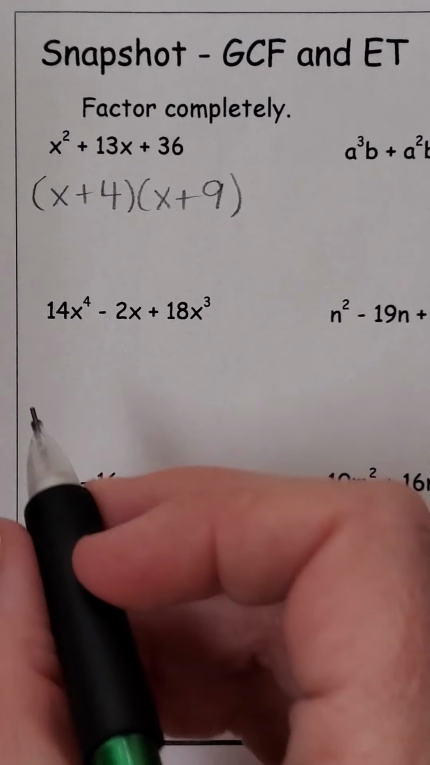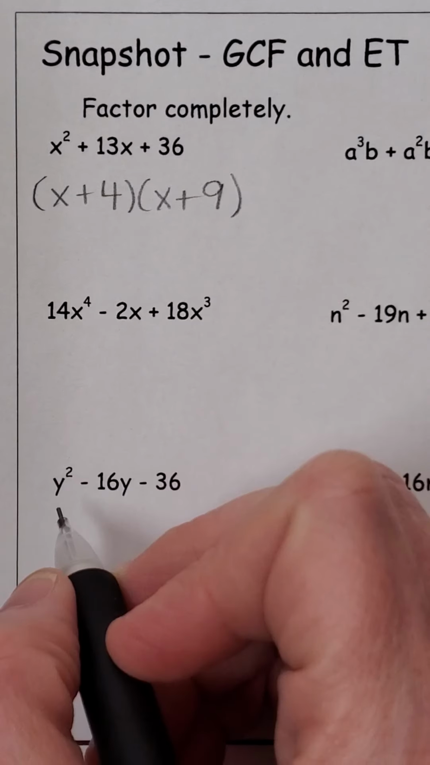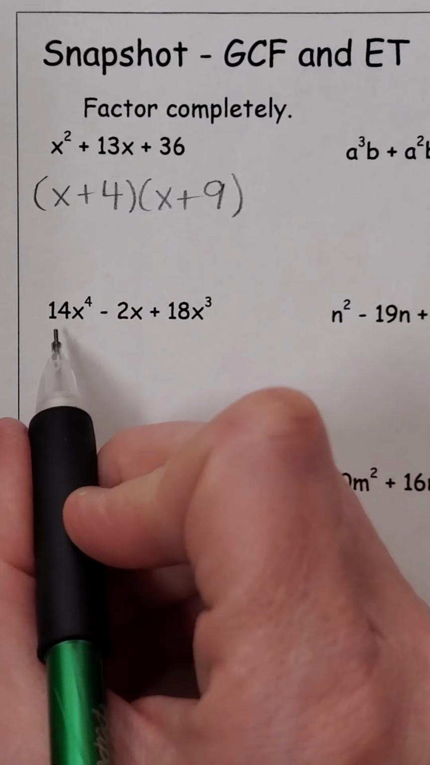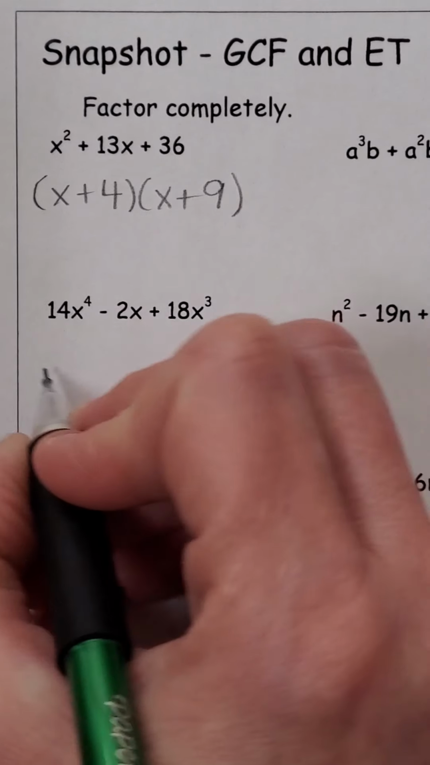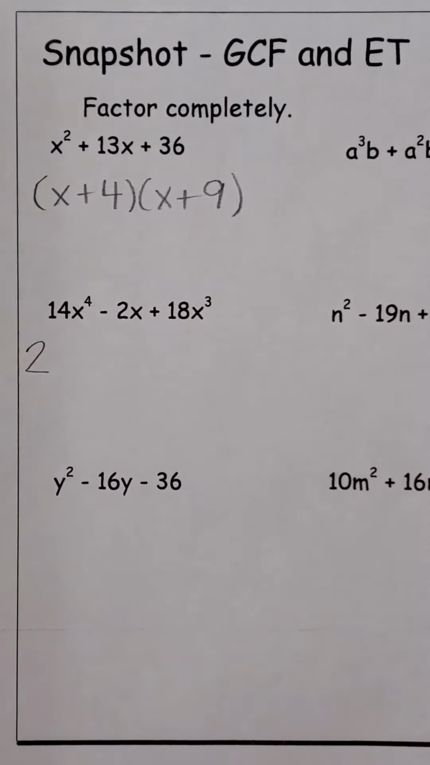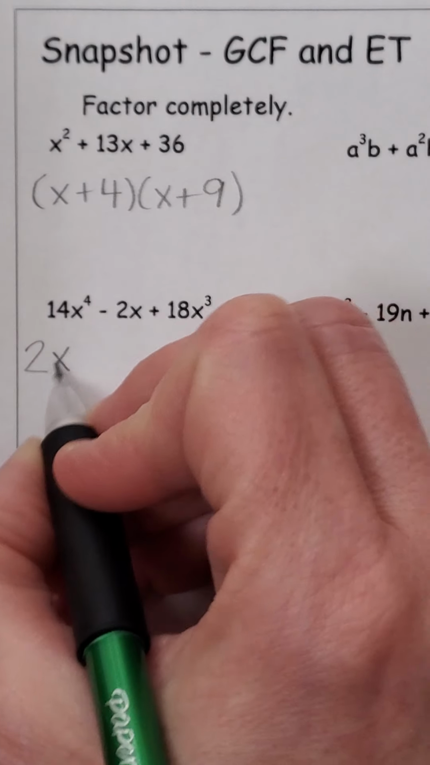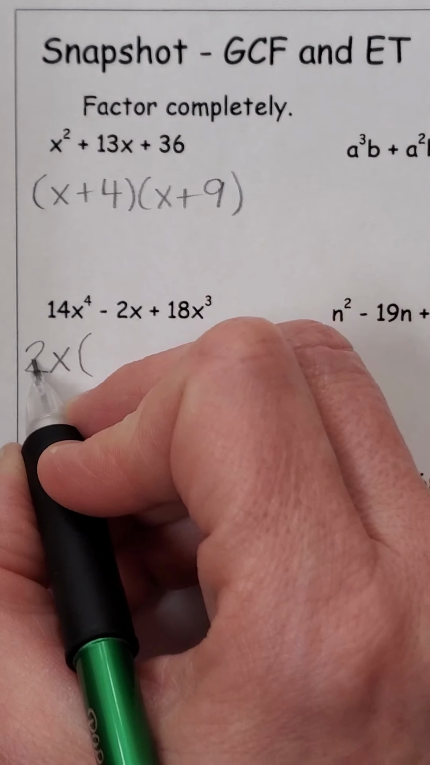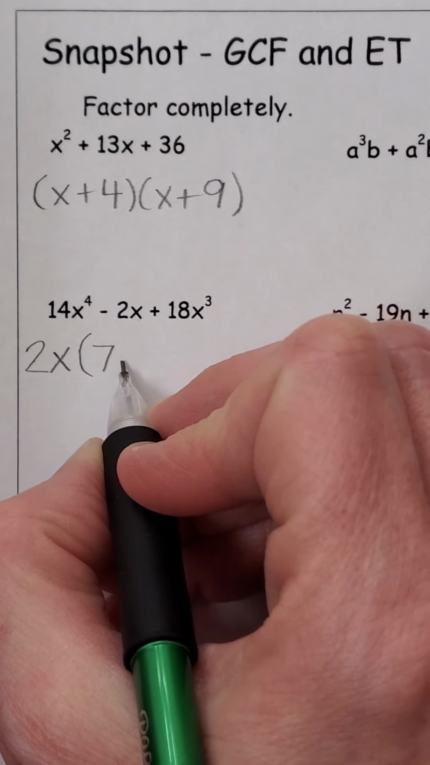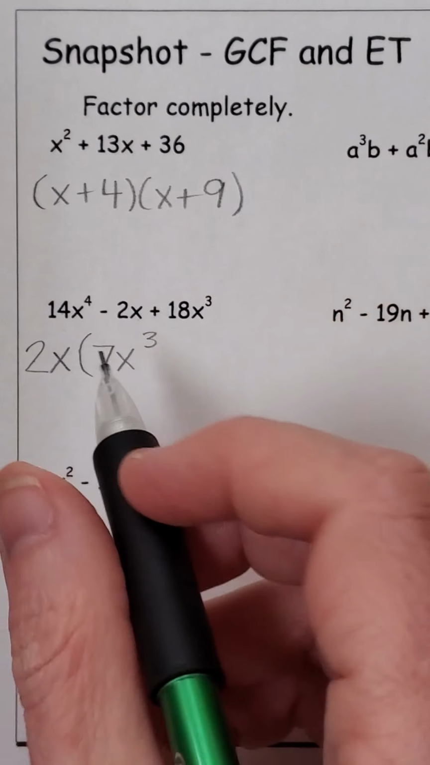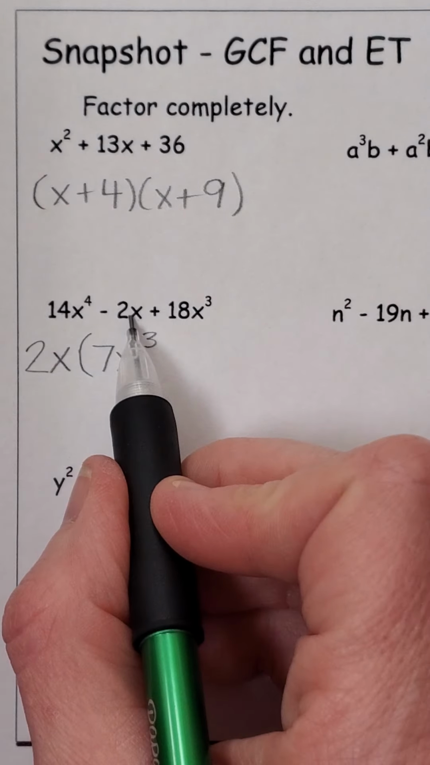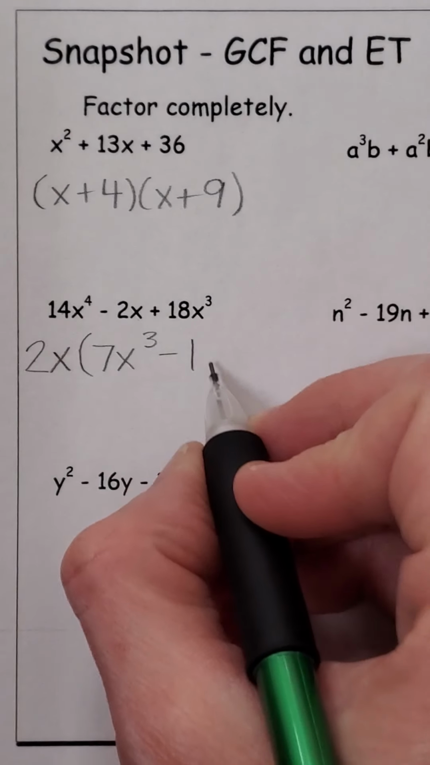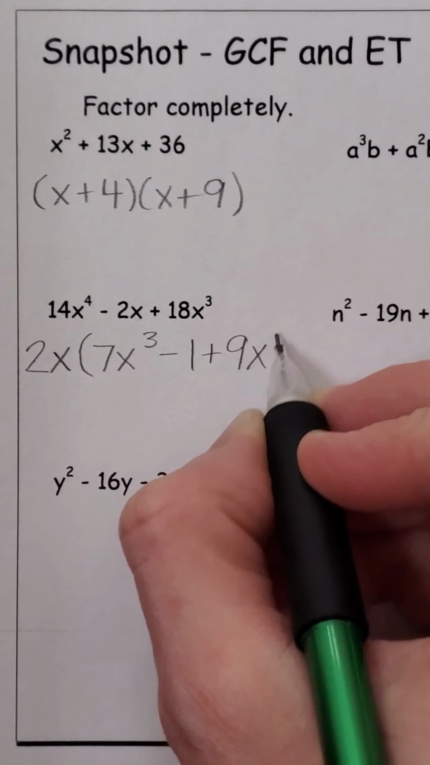Okay, next one underneath. So first thing we do is look to see if there's a GCF, and there is. And so what number divides evenly into 14, 2, and 18? 2. And all terms have an x. 1 is the smallest exponent. So 14 divided by 2 is 7, x cubed. And remember, anytime our GCF is one of our terms, we're going to have a 1, or in this case, a -1 in our answer, plus 9x squared.